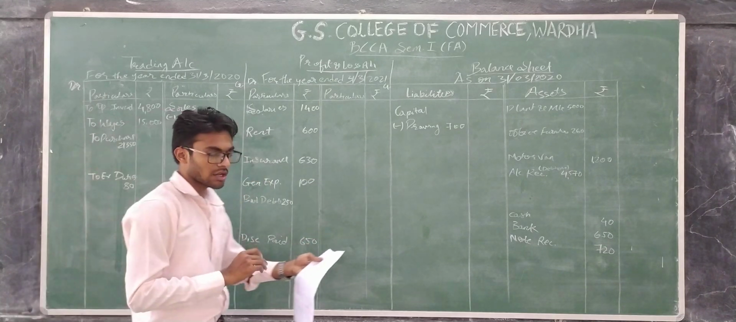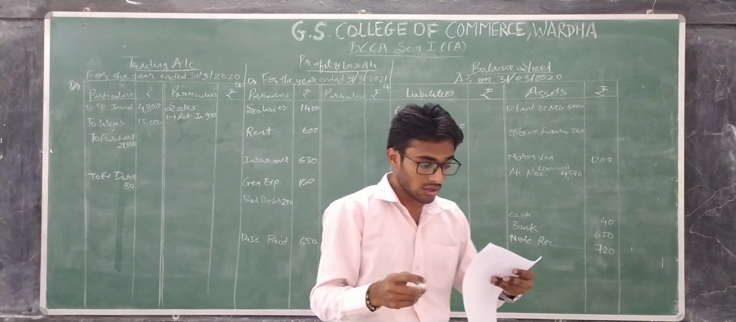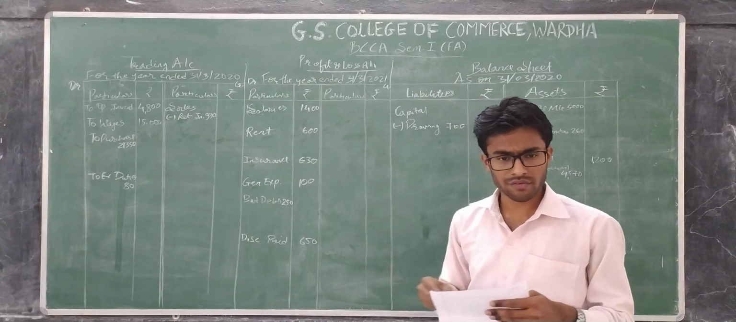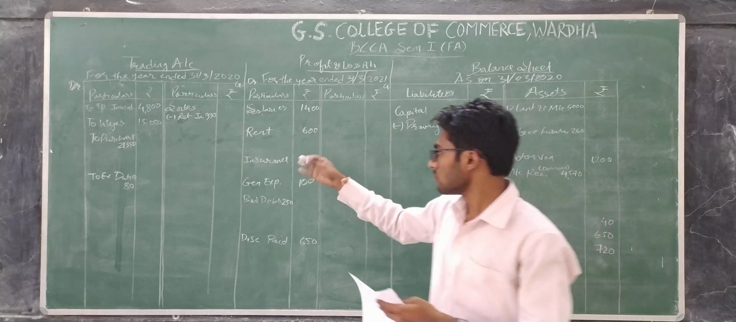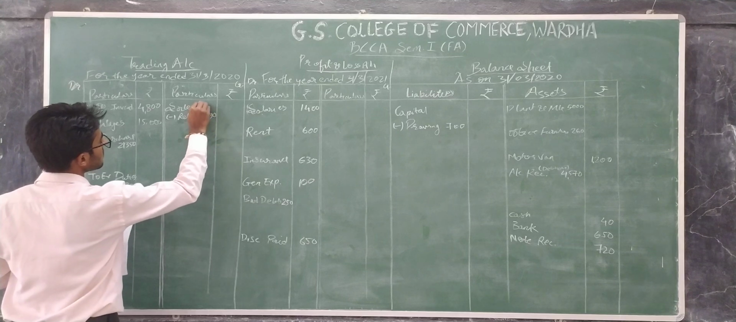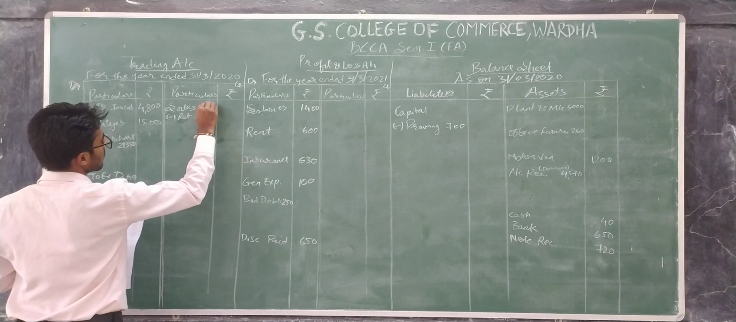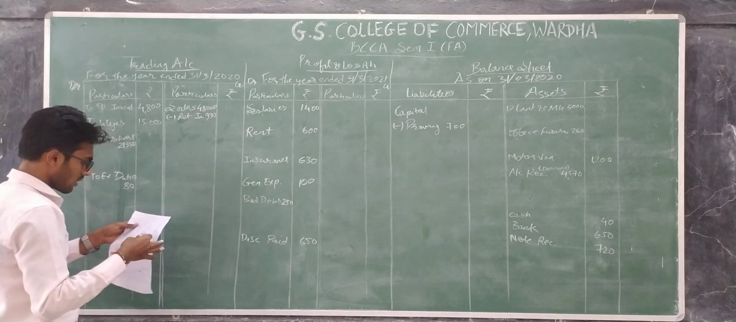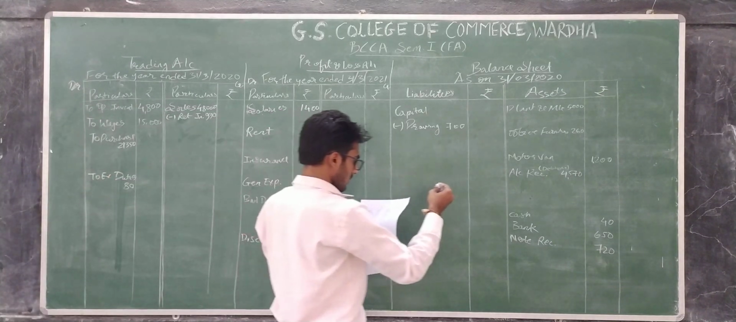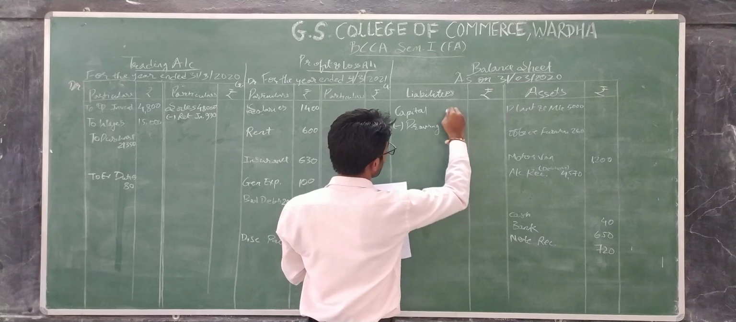Okay, so we have done with our debit side. Now we have to calculate the credit side. You shift all the credit items to the respective pro forma. So sales is 48,000. Okay. Then we have equity. Equity means our capital. That one is 4,000.